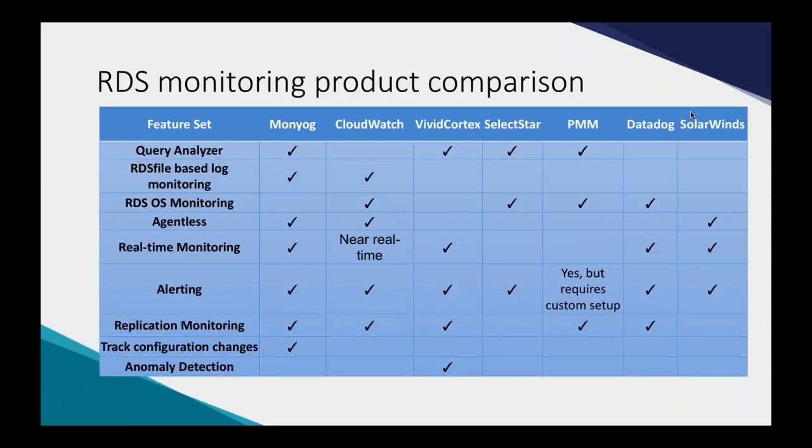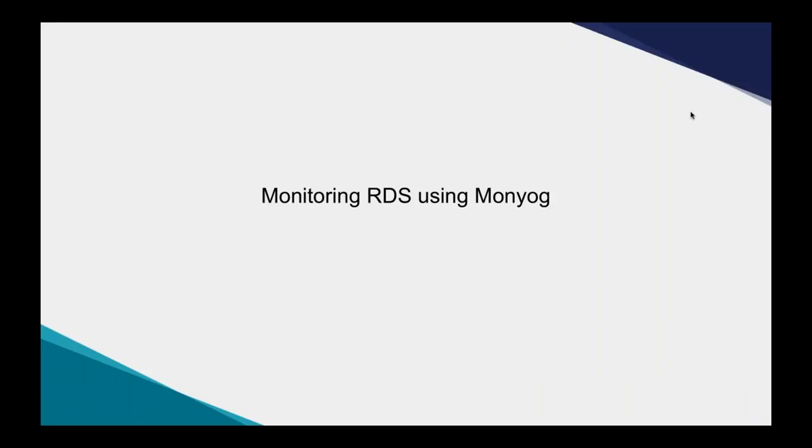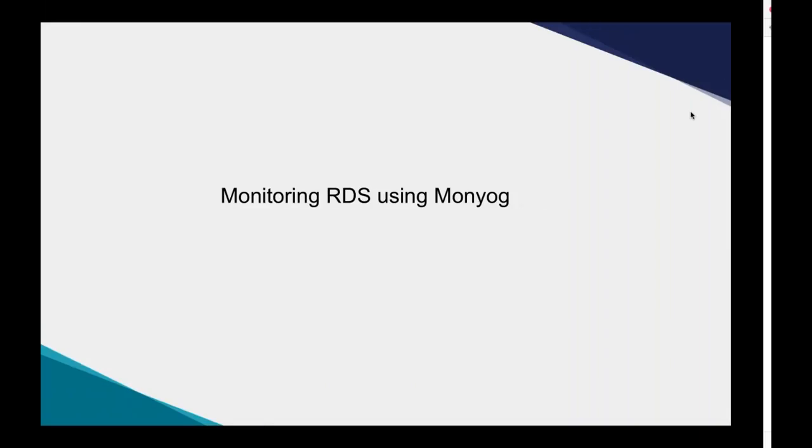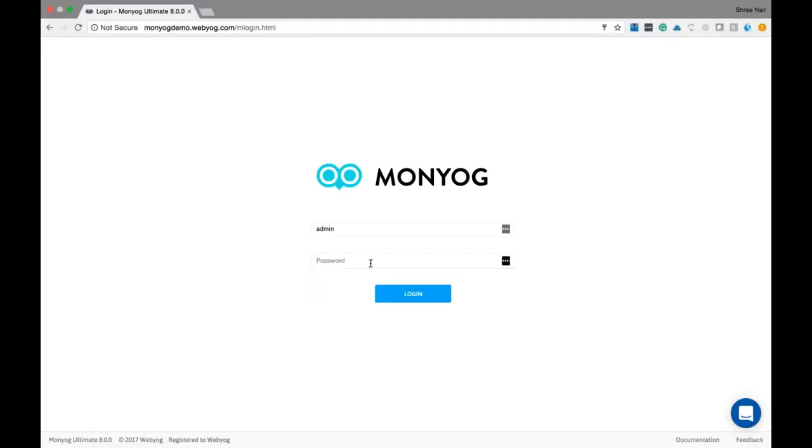One particular benefit that VividCortex really trumps is the anomaly detection. That means if you have a failover, it has internal algorithms to figure out and give you a good solution, so that you always have high availability of your particular systems. Now, particularly moving on to the monitoring aspect of RDS using Monyog, in the interest of time, I would just quickly move on to the demo instance that I have set up for this particular session.